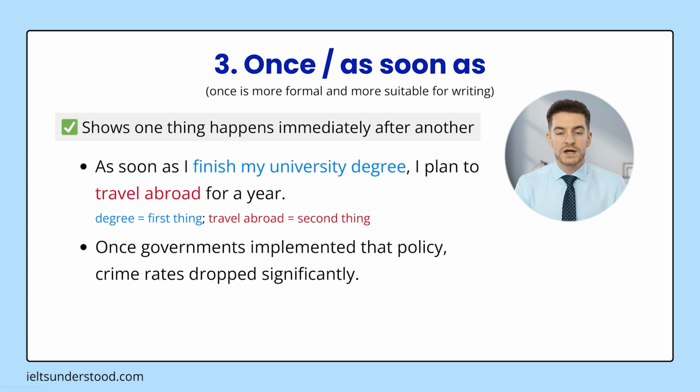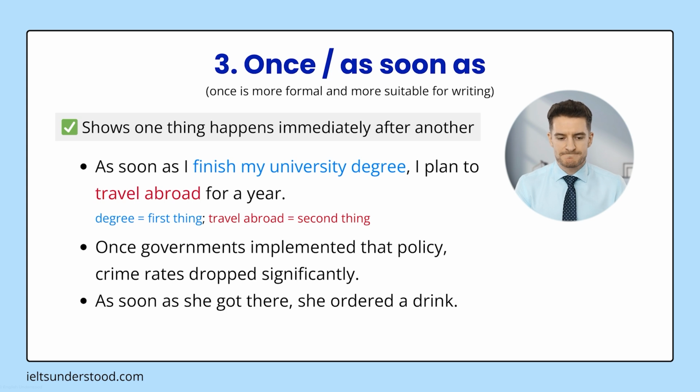Here's another example. Once governments implemented that policy, crime rates dropped significantly. So governments implemented a policy or started a policy first, and then crime rates dropped after that. And finally, last example, as soon as she got there, she ordered a drink.